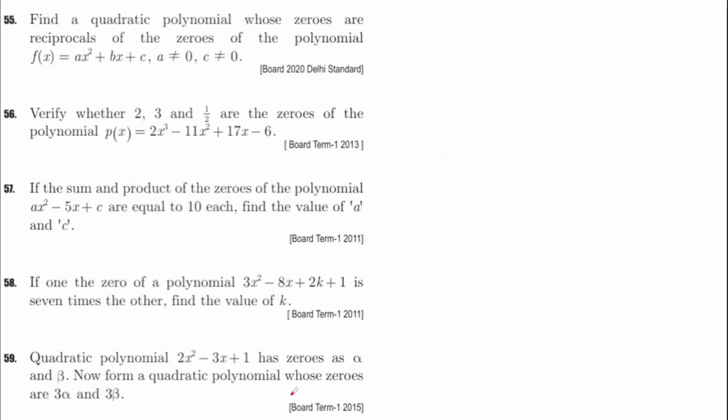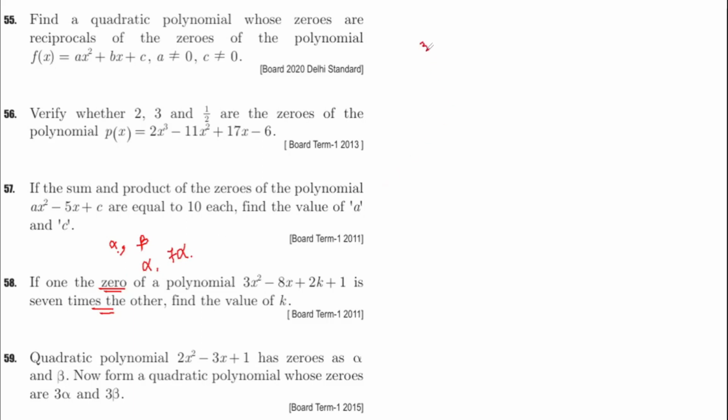Let's move to question number 58. In question number 58, it is given that one of the zeros of a polynomial is 7 times the other. So again, look at this question. We know that there are two zeros, one is alpha and another one is beta. But in this question it is saying that one of the zeros, that means alpha, or you may take beta, is 7 times the other. That means if one zero is alpha, the second zero will be 7 times alpha, that is 7 alpha. Okay. Now let's try to solve this.